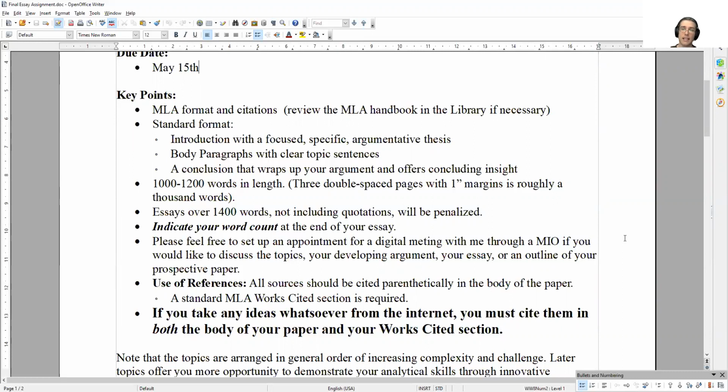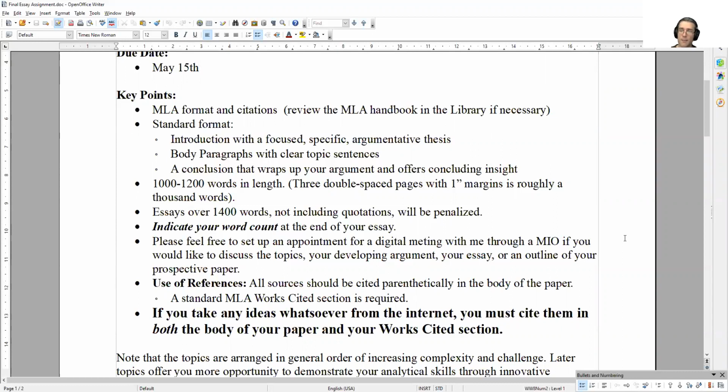Provide focused, in-depth, detailed analysis of specific phrases, concepts, ideas, statements, or actions, as I've modeled in the context of the video lectures that have been posted thus far. Essays that are over 1,400 words, quotations not included, will be penalized. And make sure that you indicate your word count at the end of the essay.